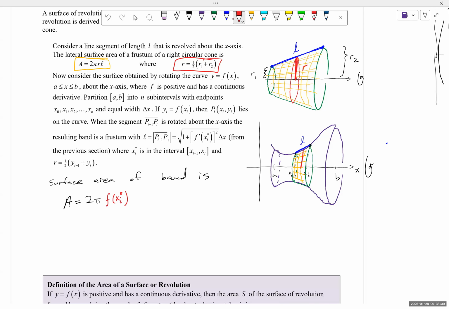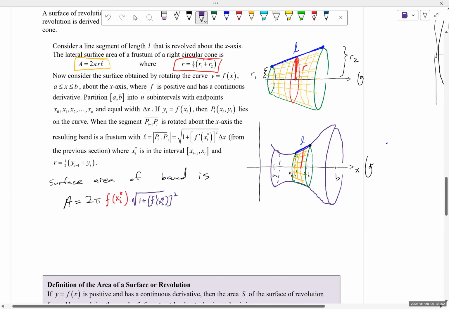And then I need L, but wait a second, can't I use the arc length between those 2 points? And we know the arc length between those 2 points to be the square root of 1 plus f prime of x sub i star quantity squared, right? This is what we just did earlier in class. That's the arc length between this point that I just made really big and that point that I just made really big. So now we're multiplying our circumference times arc length, and the thickness is delta x. So what we end up with is the area of one band.